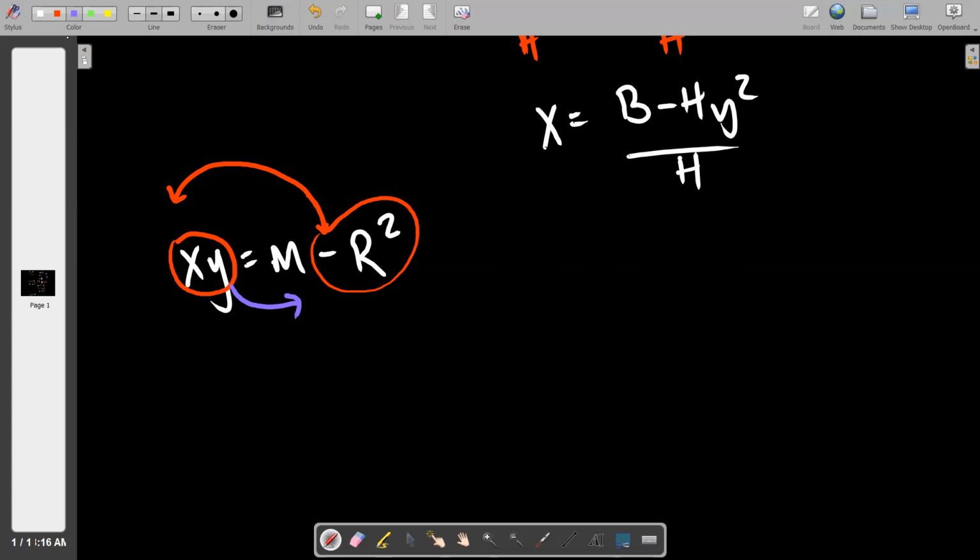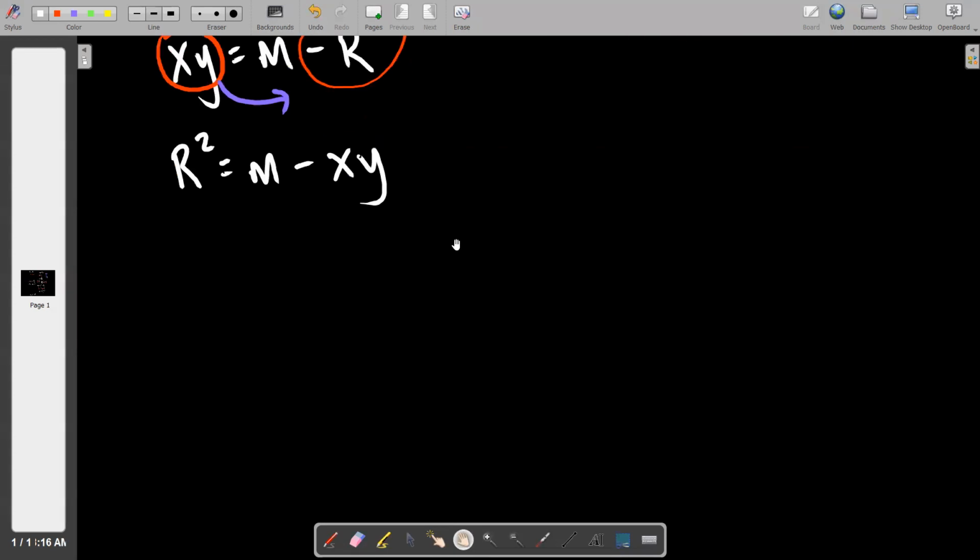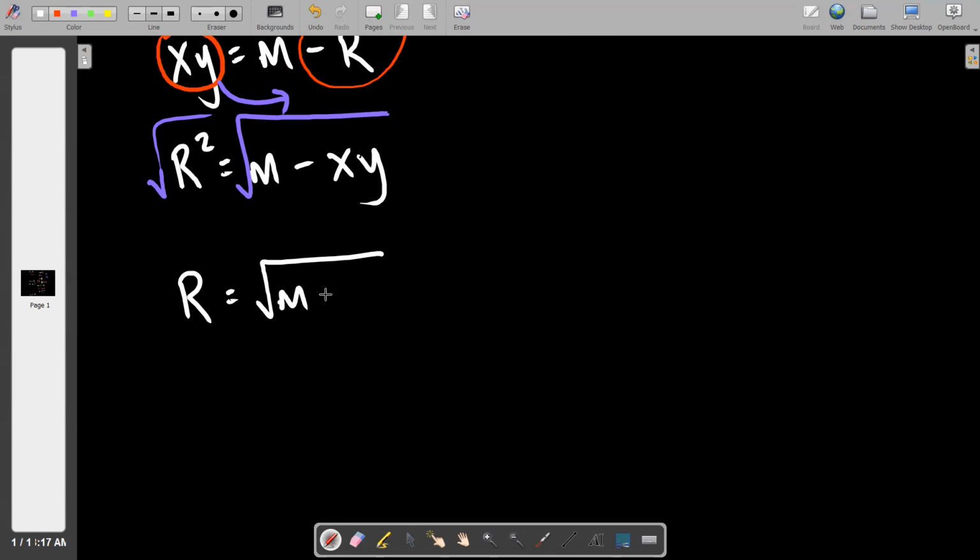So if I do that, I'm going to bring my r squared over to the left, and then on my right side, I'm going to have m minus xy. Like this. And then after this, we're going to just square root the whole thing because everything is all set up now. So if I square root on the left and I square root on the right, then I'm done. I can just say r equals the square root of m minus xy.